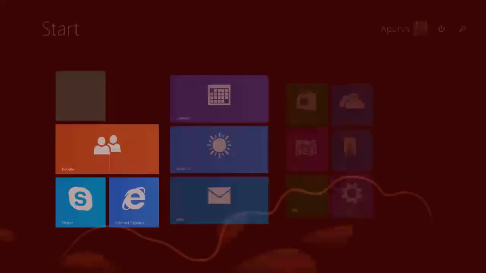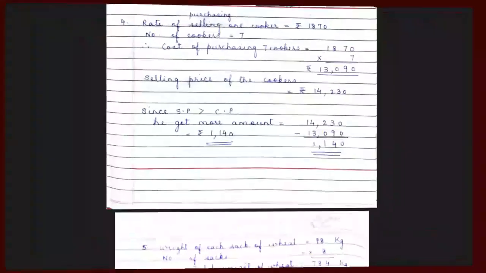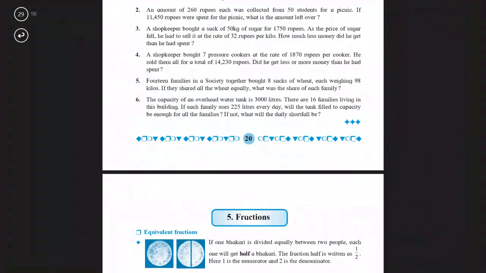We go to question number 4. A shopkeeper bought 7 pressure cookers at the rate of 1,870 rupees per cooker. So for one cooker, the cost of one cooker is how much? 1,870 rupees. Like this, how many cookers did the shopkeeper buy? 7. So how much money would he have given totally?